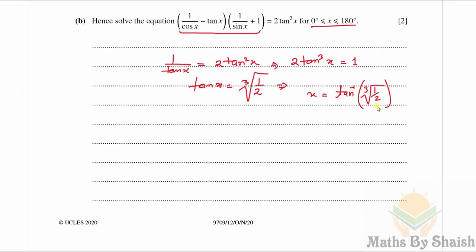We could have written the simplified form, but that's fine. Tangent inverse of the cube root of 1 over 2, and this value is coming 38.439 degrees, and so on. For the next angle we can calculate 180 plus, but that would be more than 180. So the solution is going to be x equals 38.4 degrees only. No other angle would be possible.